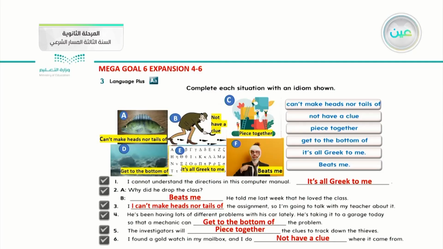Okay, after we complete that question, hopefully this idiom is easy for you and understandable through these pictures, and at the end we applied it through these sentences. Are you ready to move on to the second slide or second question? Okay, let's go.